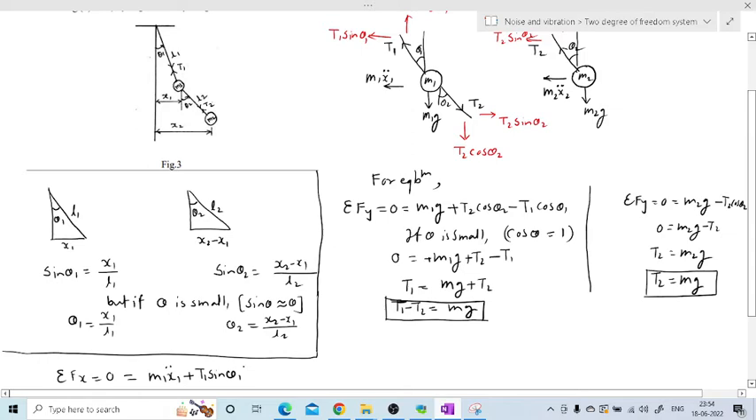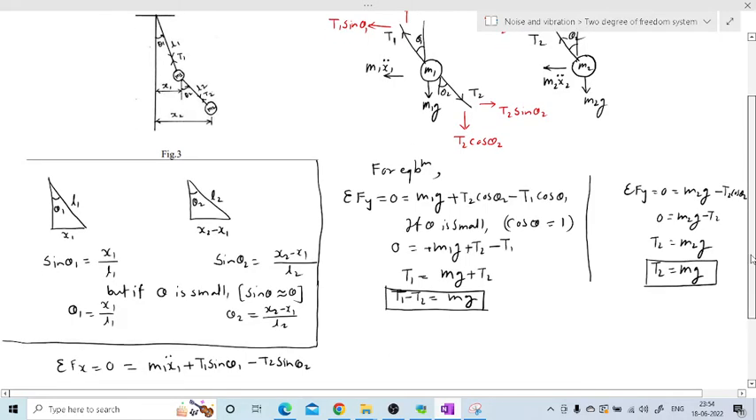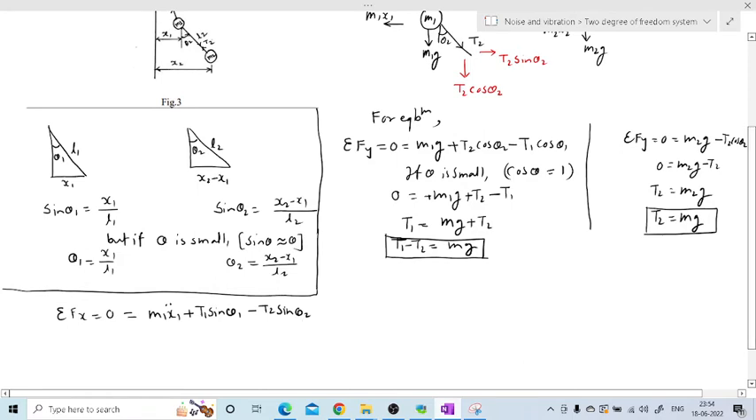Then the next one, see here in FBD, this one is vertical, this one is vertical, this one is vertical, so only this term remains. So it is minus T2 sin theta 2. See, while writing this I have considered left side positive. We can also consider right side positive, you will get the same relation. Okay, if this angle is small, then sin theta is equal to theta. So we can replace this as m1 x1 double dot plus T1 theta 1 minus T2 theta 2 equal to 0.